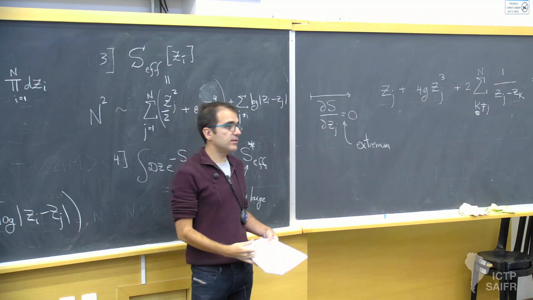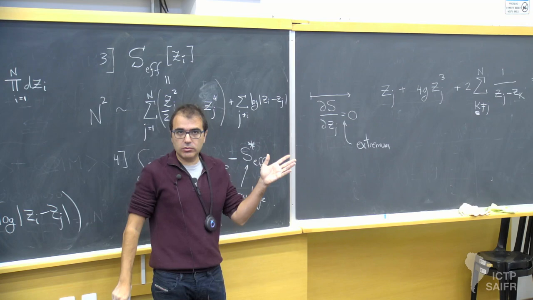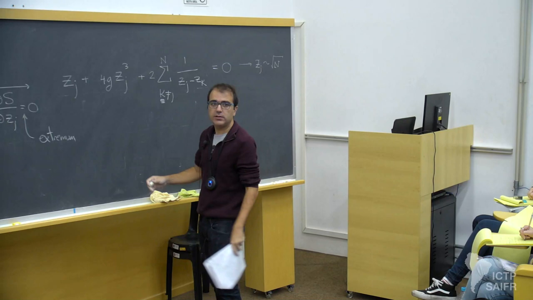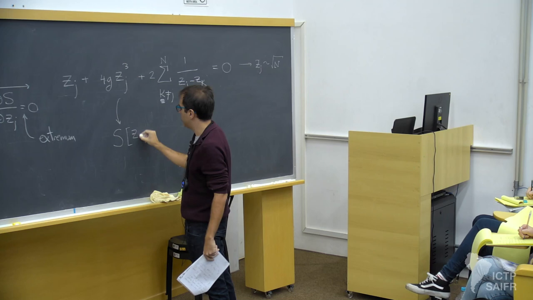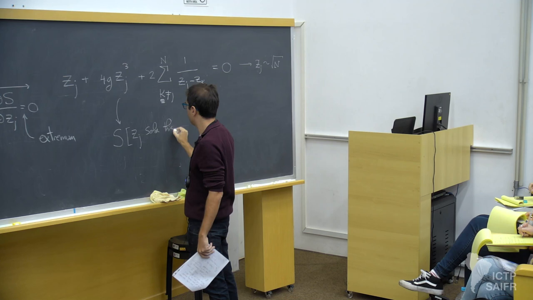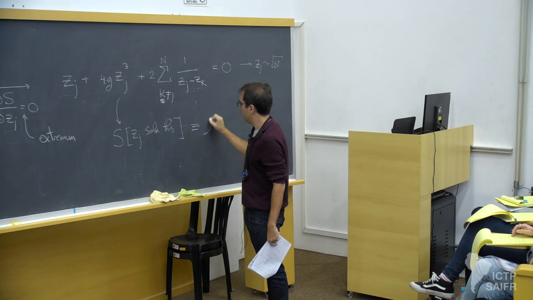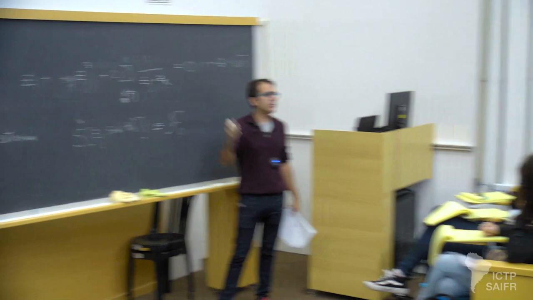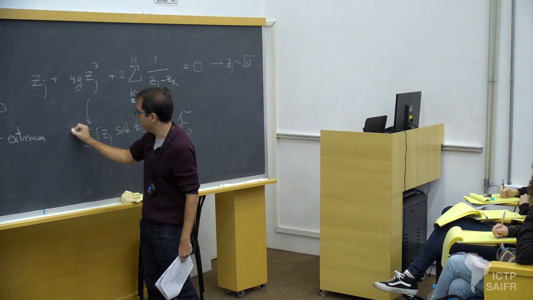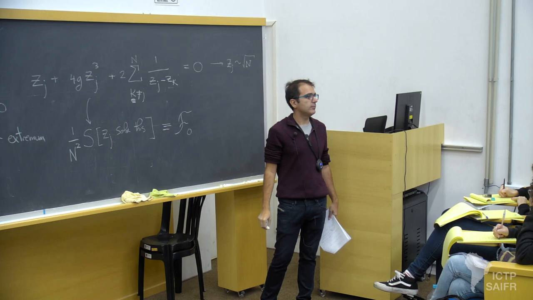So it means that all I have to do, and it's not trivial, but all I have to do is solve these equations and plug it into the action at the z_j that solve these equations. And the action for the z that solves this equation is our f0, because f0 is defined there in the exponent. Or maybe not. The action is proportional to n squared. So define it as 1 over n squared times the action. This would be our f0. F0 comes defined multiplied by n squared.